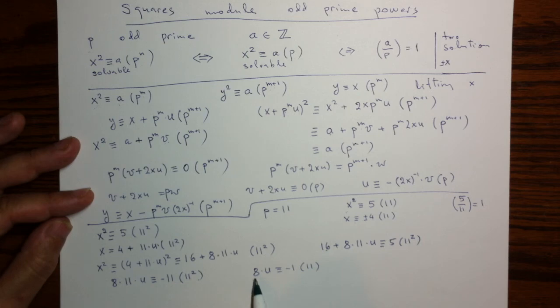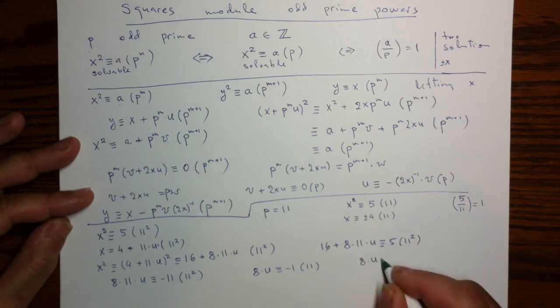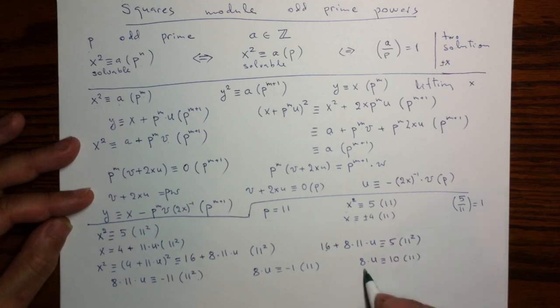I need to invert 8. So maybe I will change negative 11 to positive 10 and then cancel out one copy of 2 because I can. 2 is invertible mod 11. So that will be bringing me down to 4u being equal to 5 mod 11. Now I have to invert 4. Well, it's easy. 4 times 3 is 12, 1 plus 11, so the inverse of 4 is 3. So u is the product of 3 and 5, which is 15. And 15 reduced to its remainder mod 11 will give me 4 again.